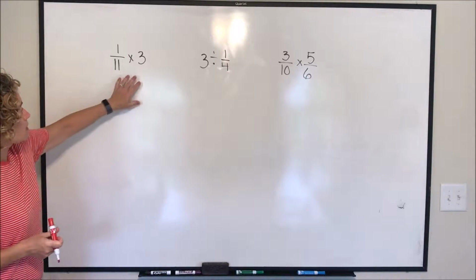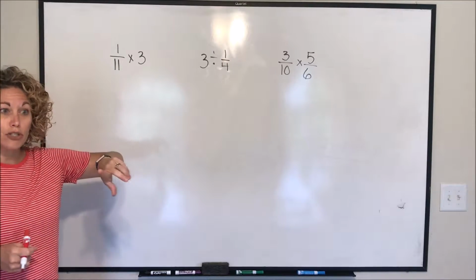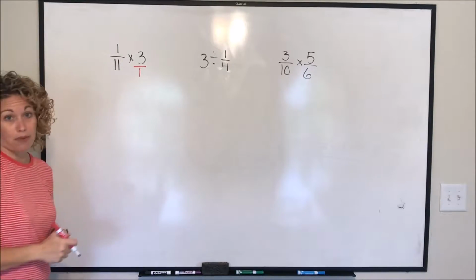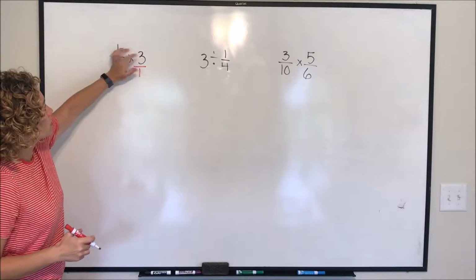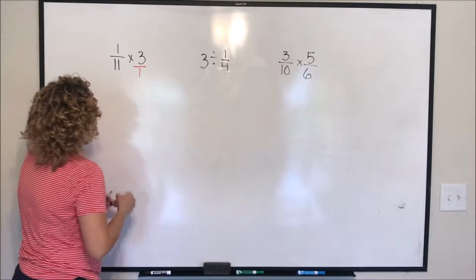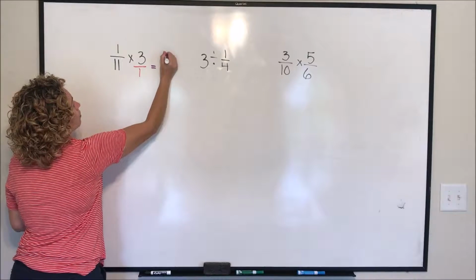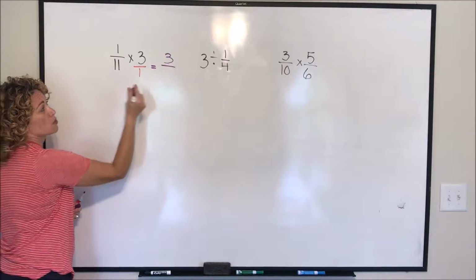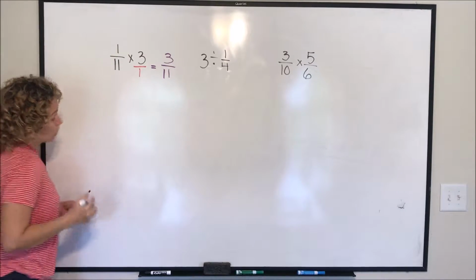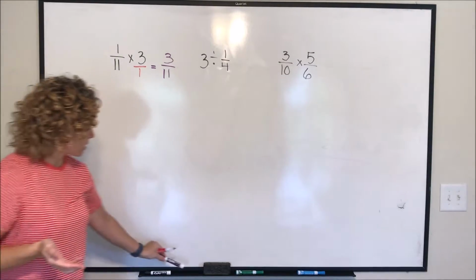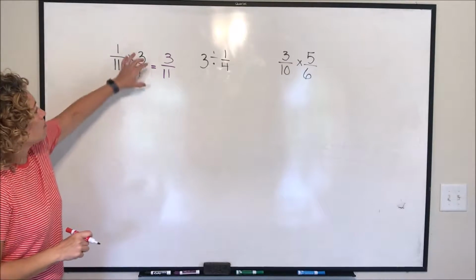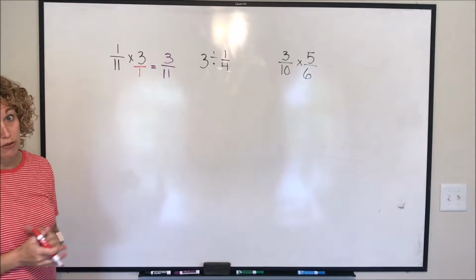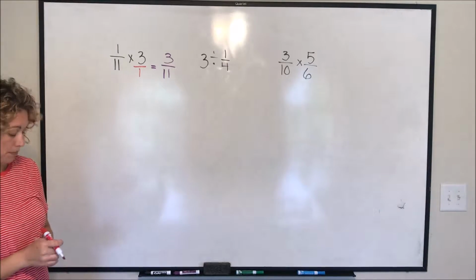All right, when we look at this problem, the first thing that should come to your mind is to put a 1 under that 3. Now, you have numbers in the numerator, 1 times 3, which just gives you 3. And you have numbers in the denominator, 11 times 1, which is 11. We should look at our answer and make sure that it doesn't need to be simplified, but 3 is a prime number and 11 is a prime number, so there's nothing that will go into those both. So this problem is done.